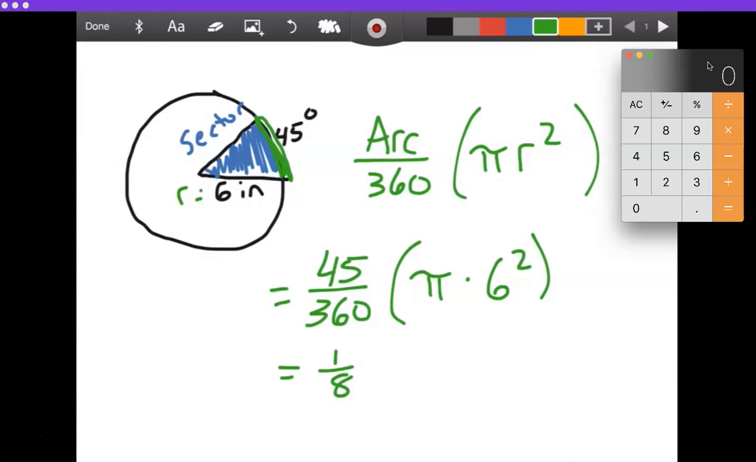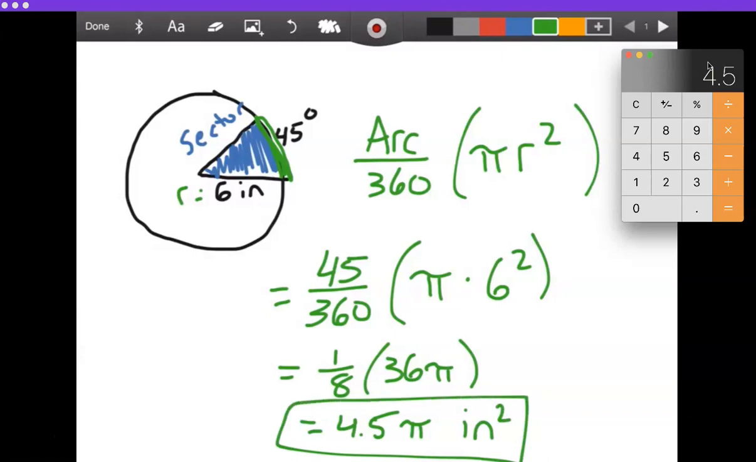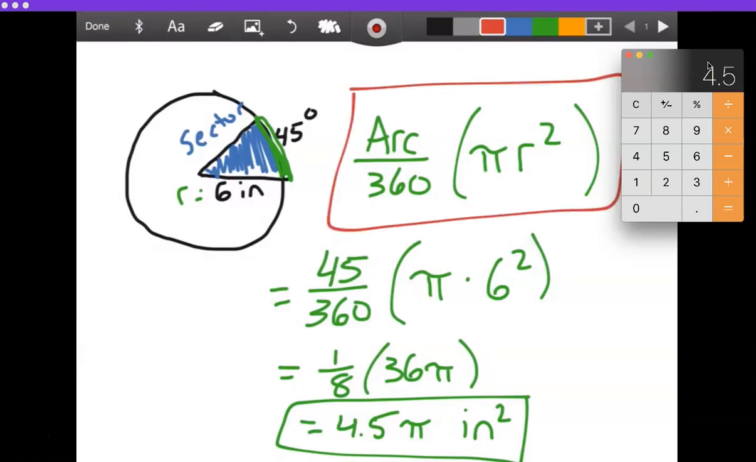45 over 360, that's the same as 1 over 8 times 36 times pi. So we just need to do 36 divided by 8, and we get 4.5. We're going to leave pi as part of it. So on the homework quiz, just pay attention if it says nearest tenth or in terms of pi. This would be an area, so it's a square unit. We're talking about square inches. This formula will give you what you need: you need to know how many degrees out of 360, and you need to know what the radius is. And that's it. So when you look at the area of a pizza slice, it's not so bad.